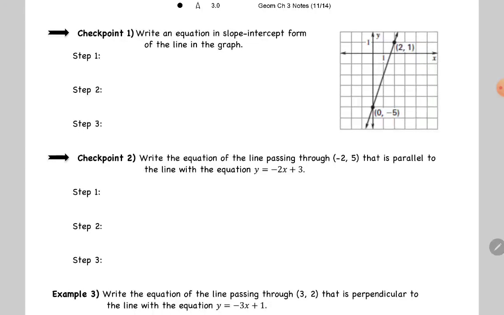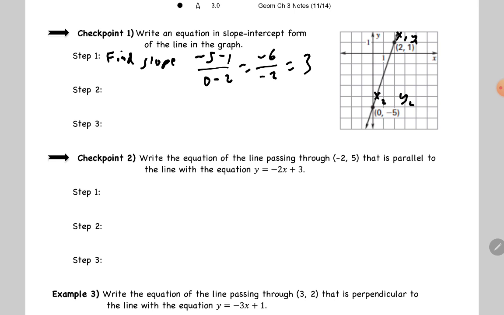Alright, let's do some more. Write an equation in slope-intercept form of the line in the graph. So once again, find the slope. That's y2 minus y1 over x2 minus x1. x1, y1, x2, y2. Negative 5 minus 1, over 0 minus 2. Negative 6 over negative 2 is a positive 3.